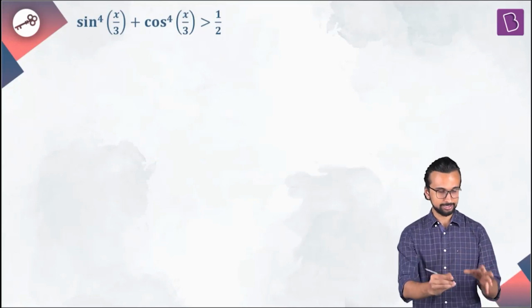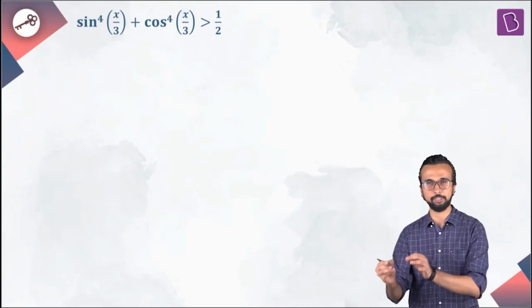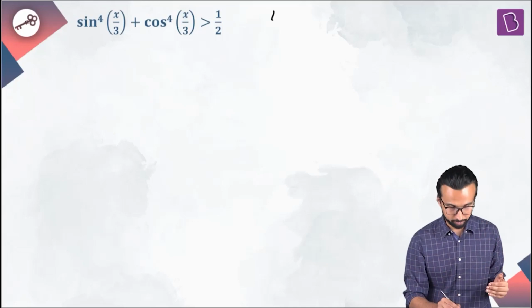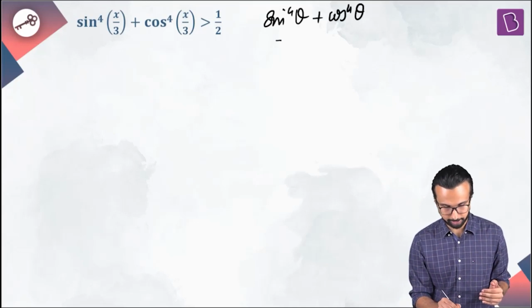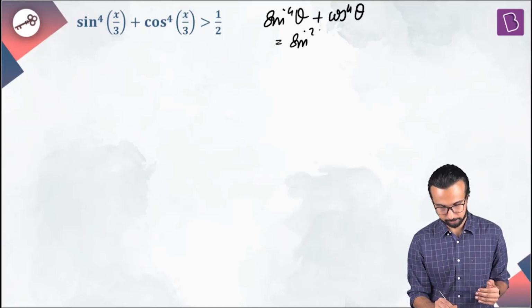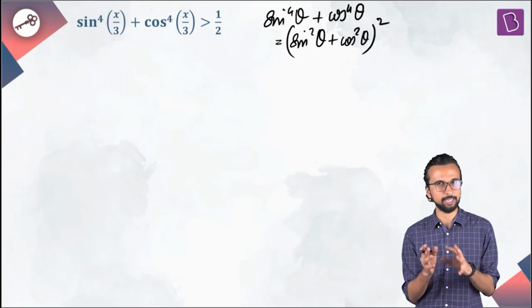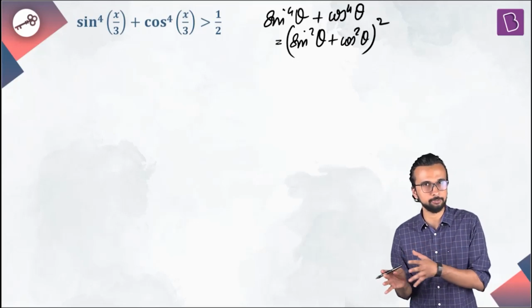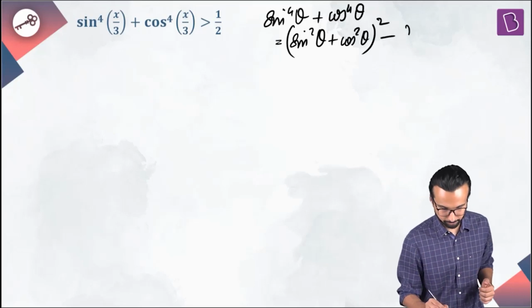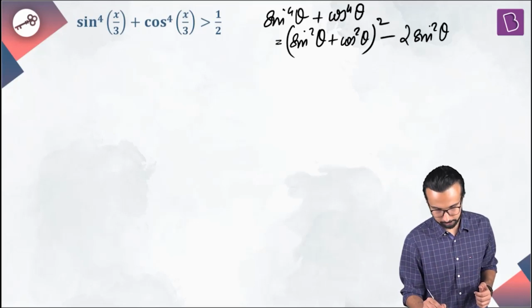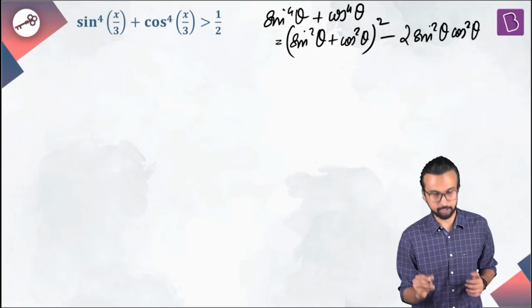I see sin power 4 theta plus cos power 4 theta. How can I write that differently? Sin power 4 theta plus cos power 4 theta can be written as (sin square theta plus cos square theta) the whole square. That's where sin power 4 theta and cos power 4 theta come from. But there's an extra term inside which we have to cancel out, so we subtract 2 sin square theta cos square theta from it.